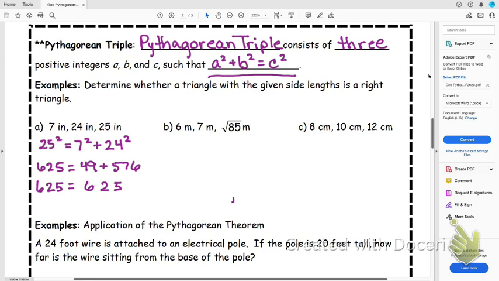Okay, so we're going to say it's a right triangle, because this is a right angle. Yes? Look at that. It's our hieroglyphics.